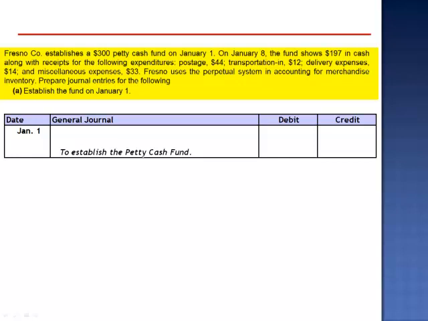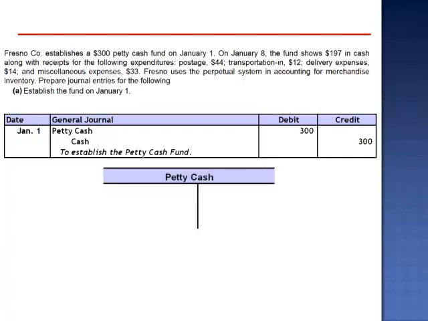Prepare journal entries for the following. Letter A. Establish the fund on January 1st. The journal entry to establish a petty cash fund is a debit to petty cash and a credit to cash. The petty cash fund is debited whenever you increase the amount of the fund. When we establish the fund, we're increasing it from $0 to $300.